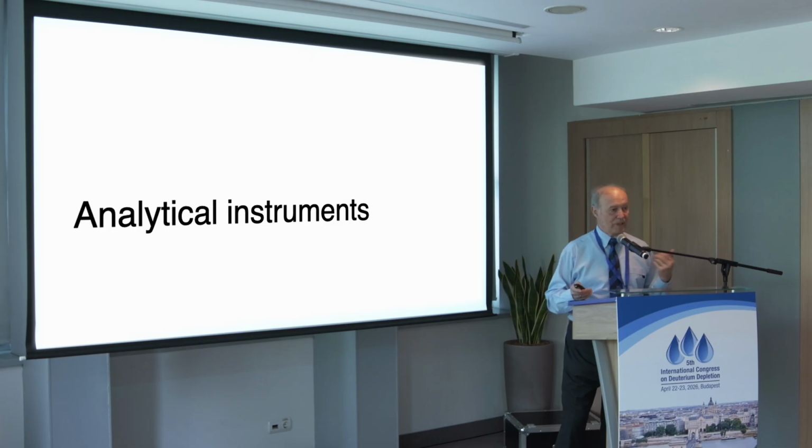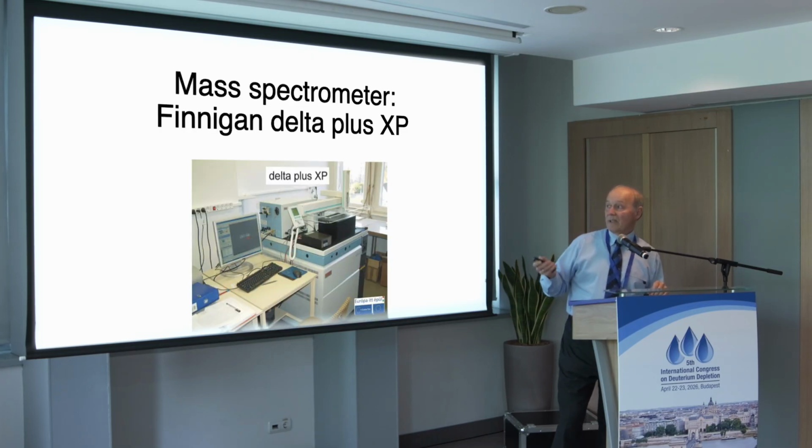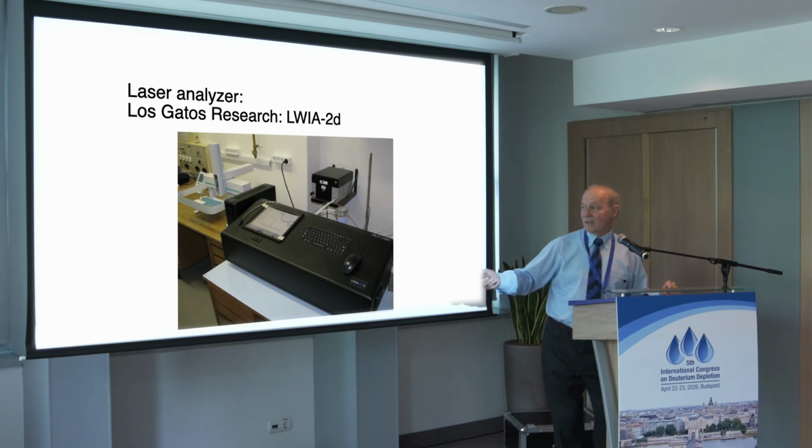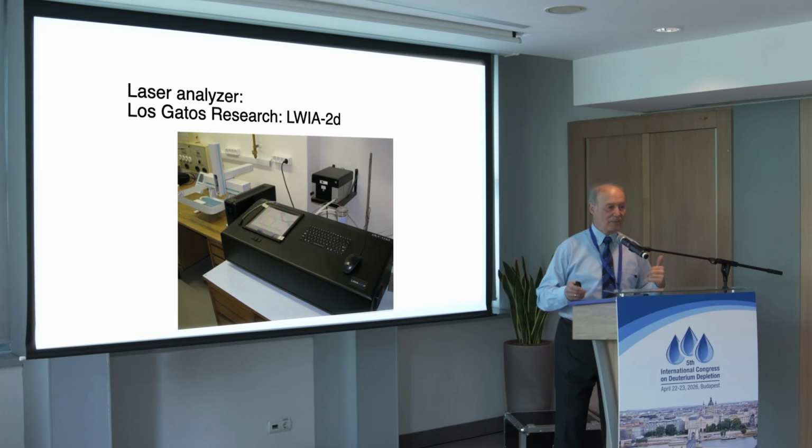Analytical instruments that we used in our institute. At the beginning, we used a mass spectrometer. This is one mass spectrometer that we used for measuring the isotopic composition of water. But after a while, a much cheaper instrument appeared on the market, and we used this one. This is a laser analyzer, a liquid water isotope ratio analyzer. This is widely distributed all over the world. Now, almost every laboratory uses this instrument because it is much cheaper to buy and much cheaper to run.